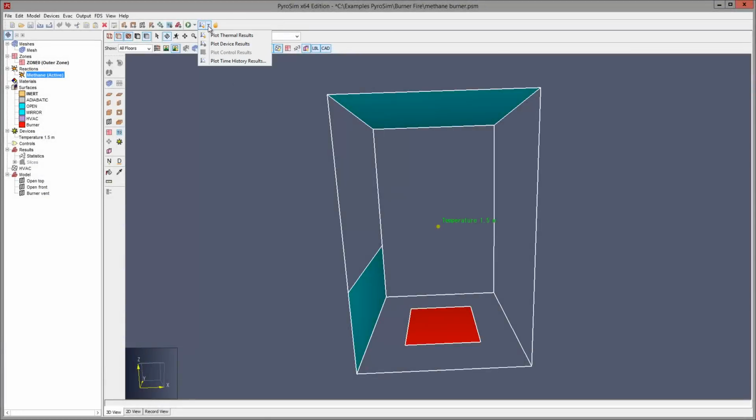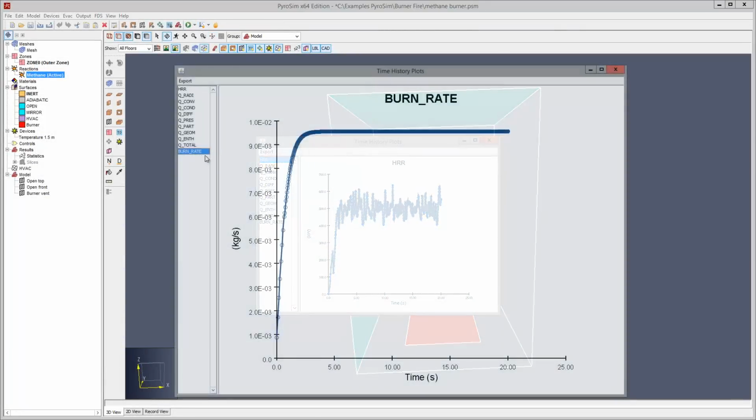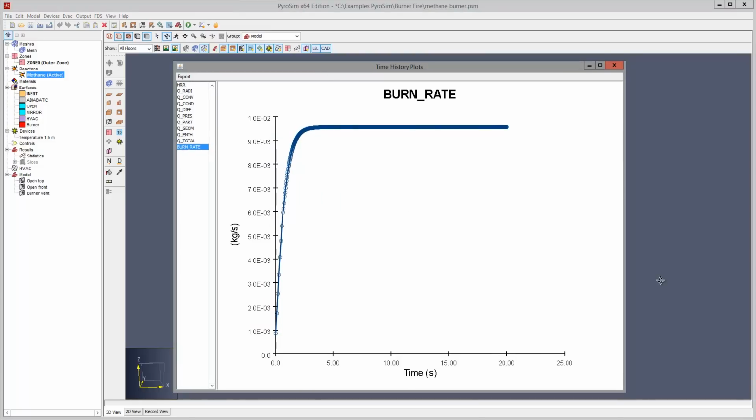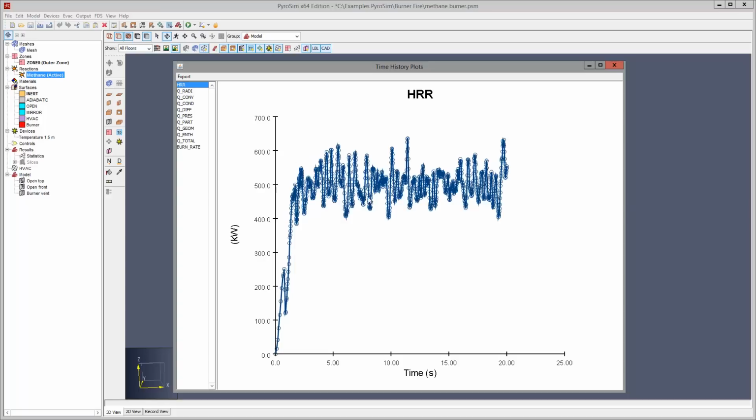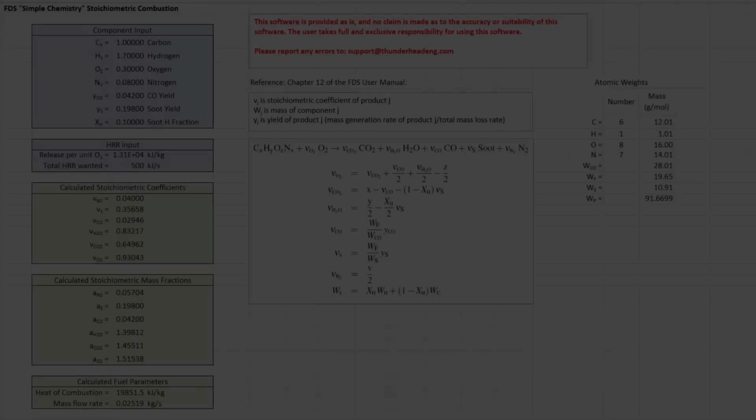If we plot the results, we see that the mass flow rate matches our expected value of 0.00957 kilograms per second. That defines the fuel used for combustion. The heat release rate plot integrates the actual simulated heat release rate. It is not constant because although fuel is being supplied at a constant rate, turbulence causes fluctuation in the airflow, so the combustion and mixing changes with time. However, we see that the average value of calculated heat release rate corresponds to our specified value of 500 kilowatts.